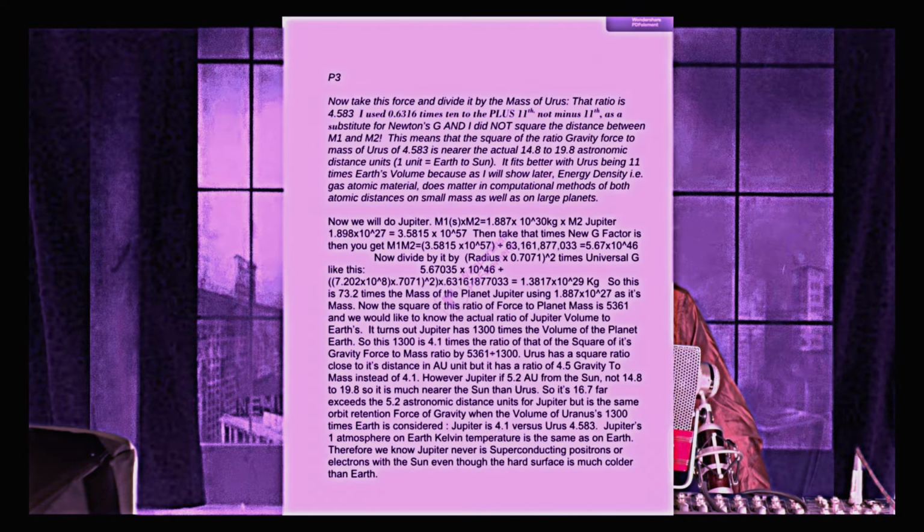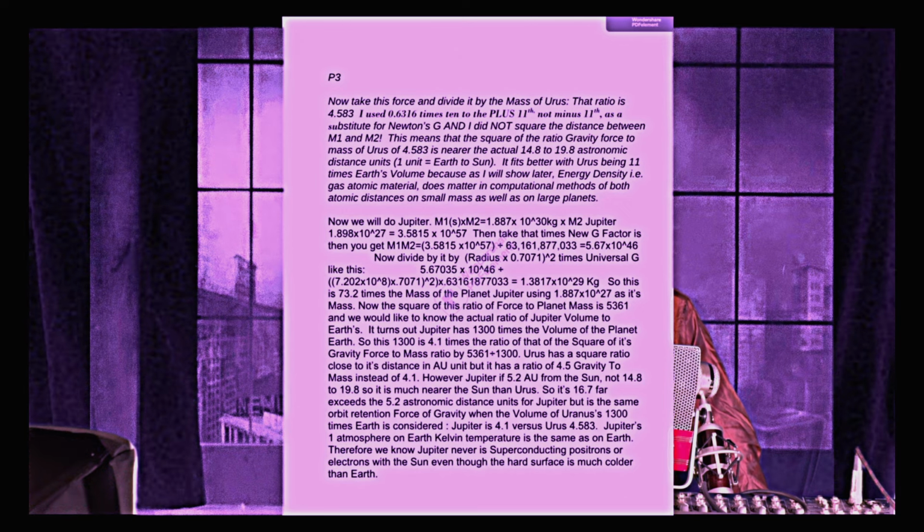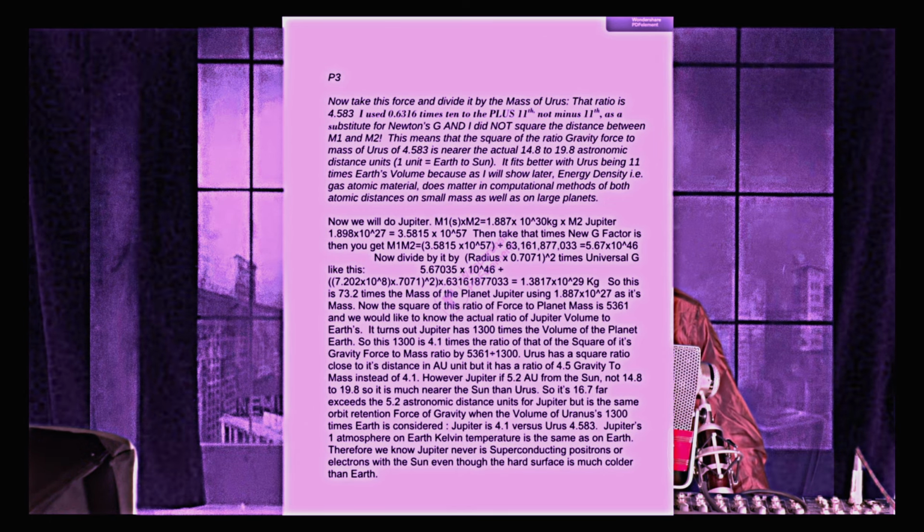Now we will do Jupiter. M1 of the sun times M2 equals 1.887 times 10 to the 30th kilograms, times the M2 of Jupiter, 1.898 times 10 to the 27th, is equal to 3.815 times 10 to the 57th. Then take that times the G factor, and you get M1, M2 equals 3.5815 times 10 to the 57th, divided by 63,161,877,033 equals 5.67 times 10 to the 46th.